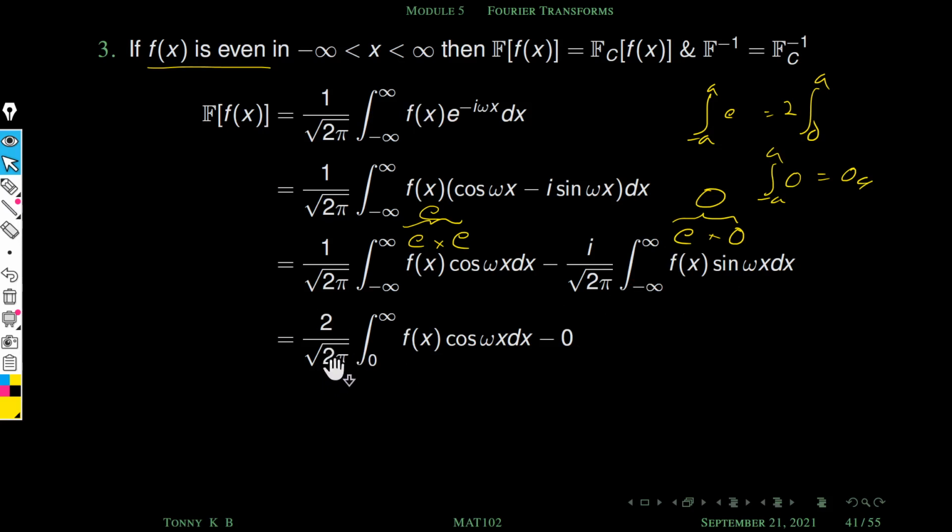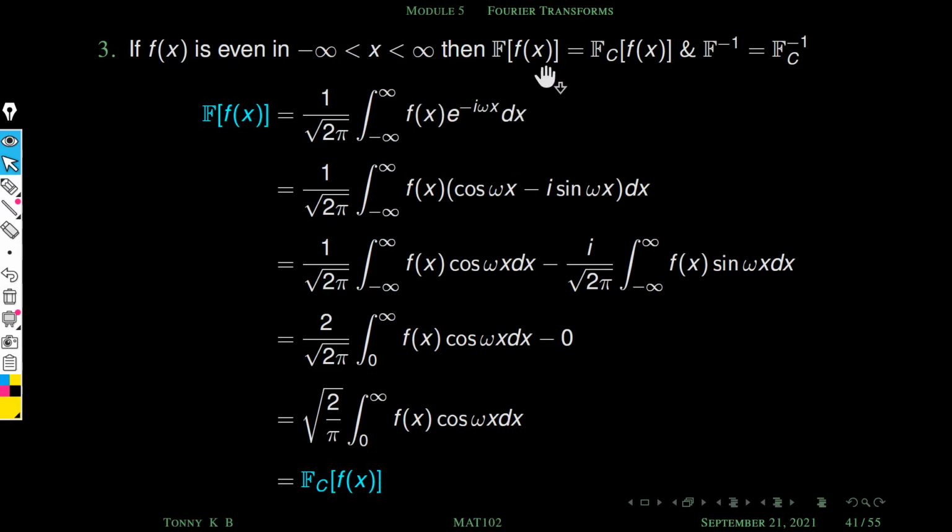Now you can cancel one root 2, so the numerator becomes root 2 and the denominator is root pi. Combining these, we get square root of 2 by pi, integral 0 to infinity f of x cos omega x dx. And what is this function? Yes, this is exactly our Fourier cosine transform of f of x. That's why, if f of x is an even function, the Fourier transform is the same as the Fourier cosine transform. Clear?